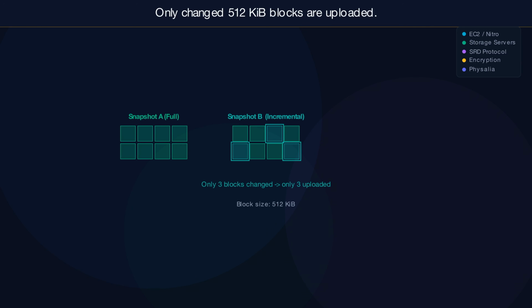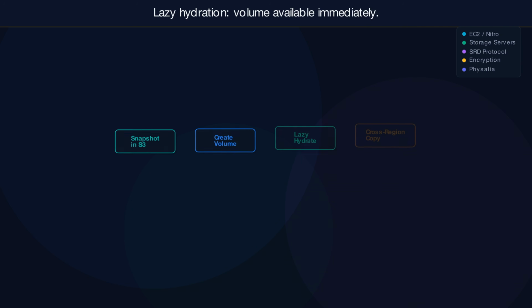When you create snapshot B, EBS identifies which blocks changed since snapshot A. Only those changed blocks are compressed and uploaded to S3. Snapshot B still references the unchanged blocks from snapshot A, no duplication. Restoring is equally smart. When you create a volume from a snapshot, EBS lazily hydrates the data. The volume is immediately available. Blocks are fetched from S3 on first access.